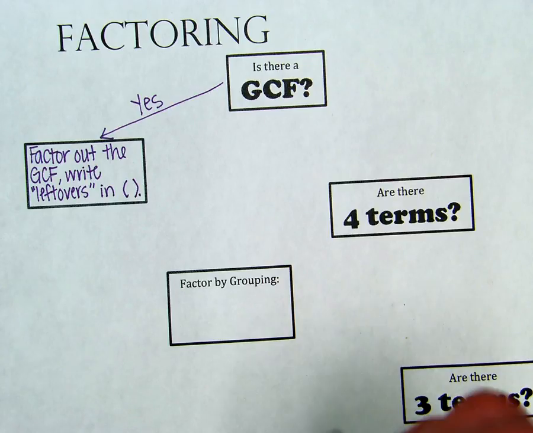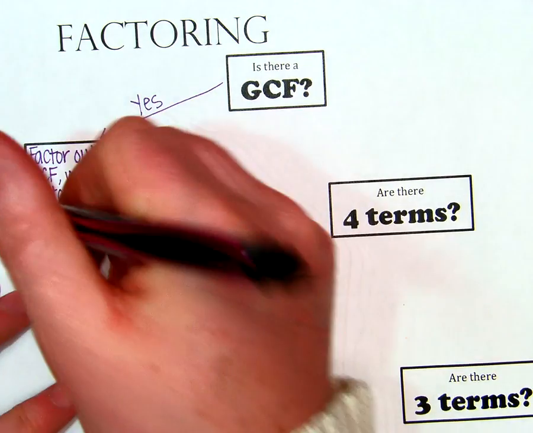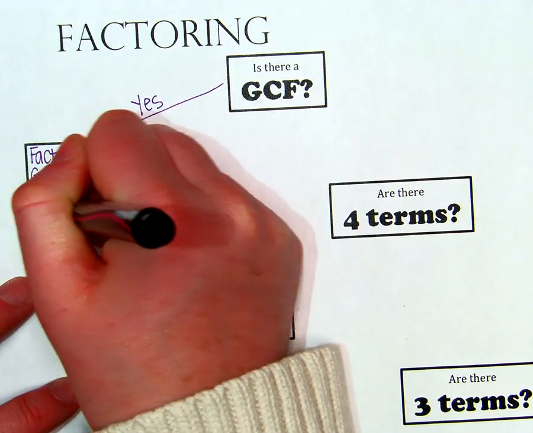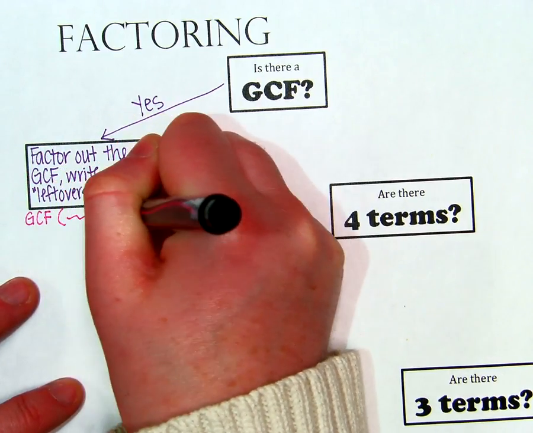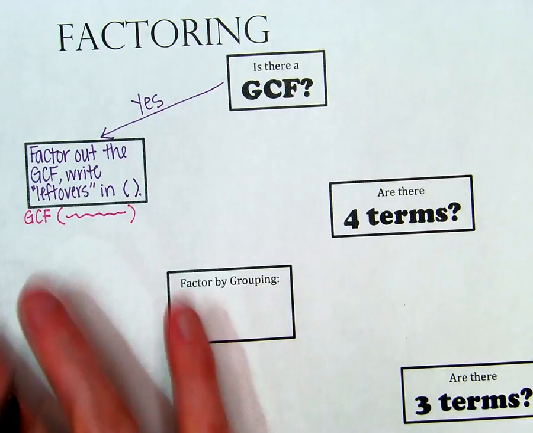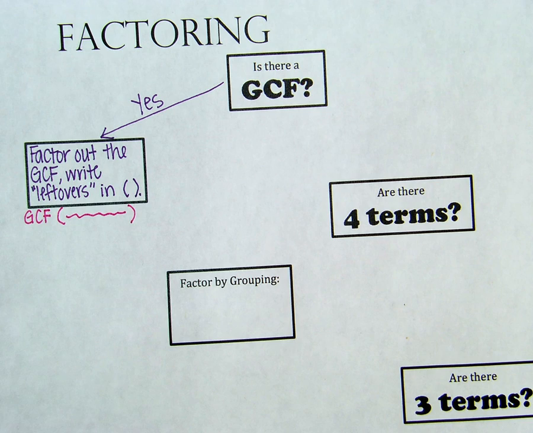So your answer looks like this. You'll have a GCF pulled out front, and then you'll have the leftovers written inside of parentheses, like that. And we'll actually do examples of this as well on the flowchart, so you'll be able to see this done in action as well.